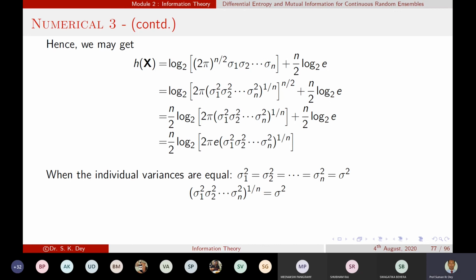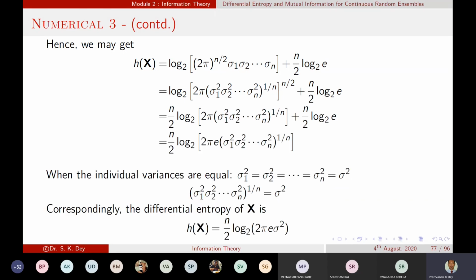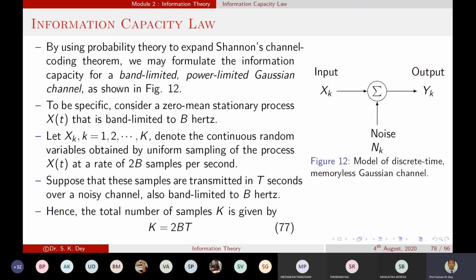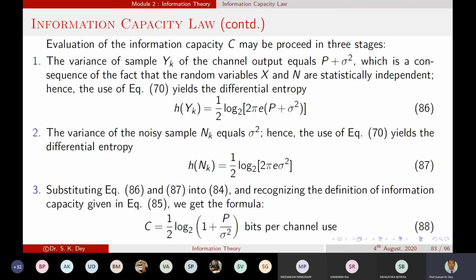Now is there any doubt regarding your differential entropy? This is the differential entropy. Is there any doubt? This type of proof will come. I think there is one numerical problem in your assignment. Okay, next we will move to the information capacity law.